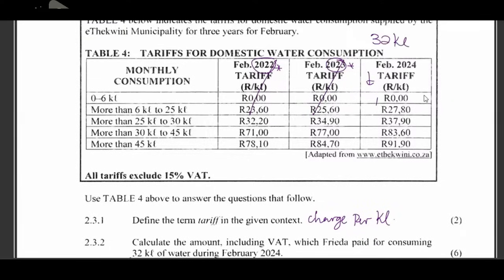Of the 32 kiloliters, we need the first 6. You see that? Now, 32 will belong here. By how many? 32 has exceeded 30 by 2. So here we have 2. What about these 2 here? Because here we've got 6.